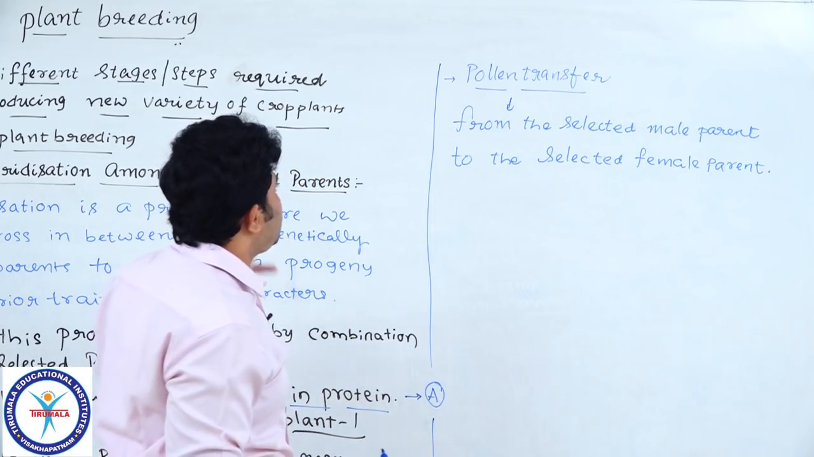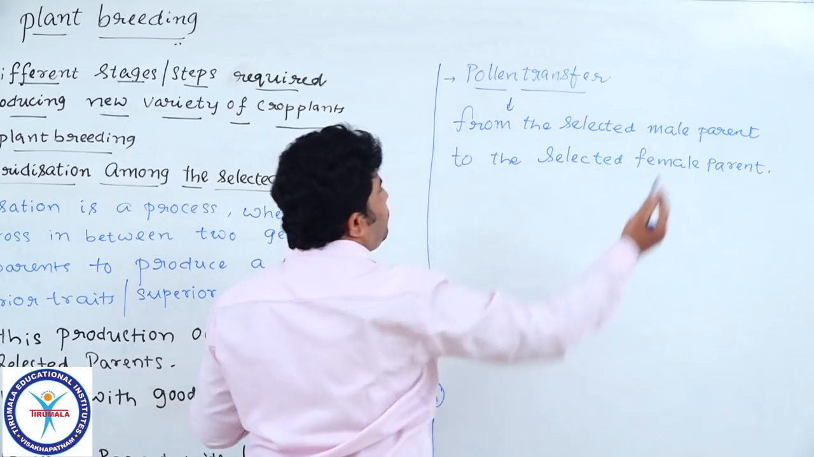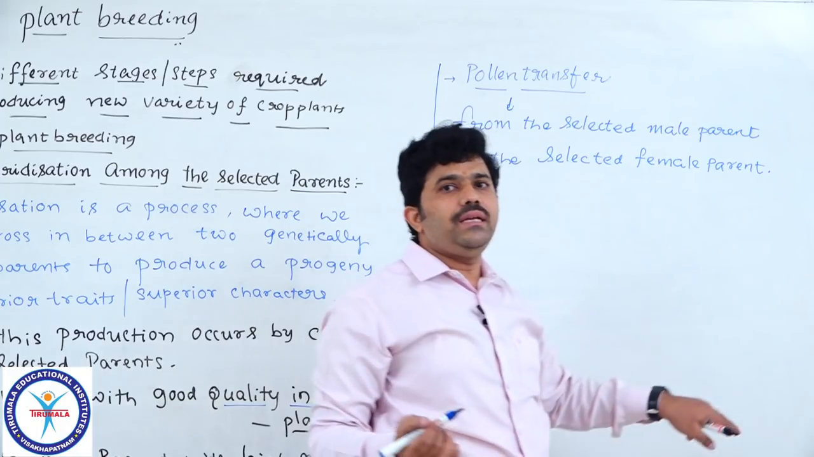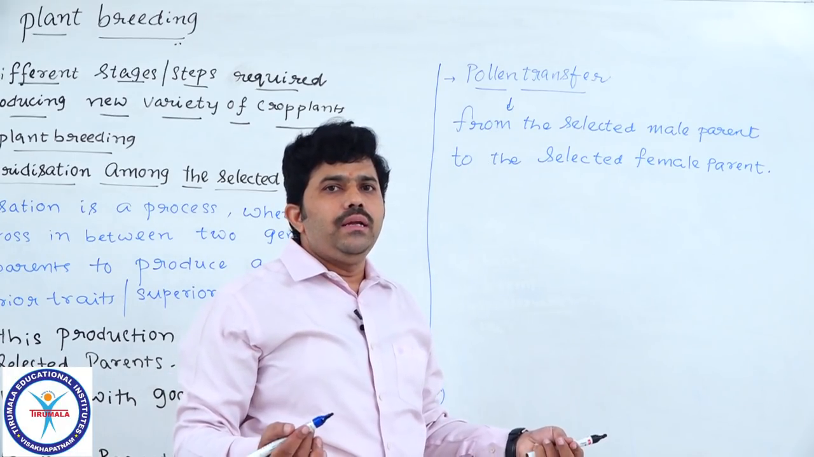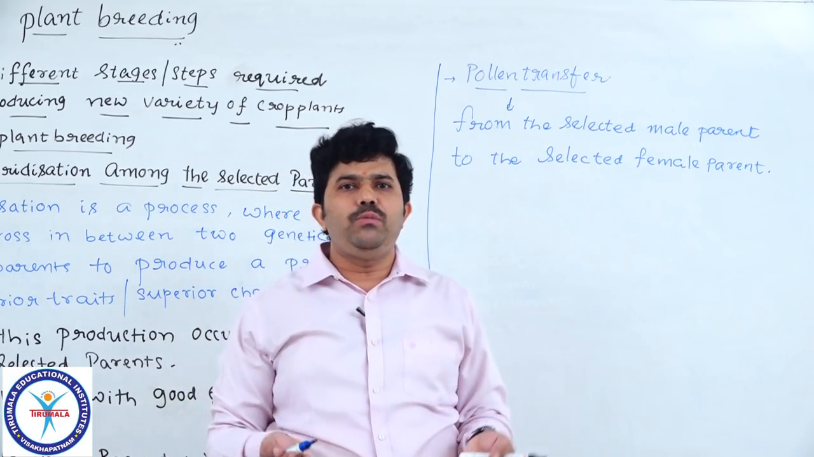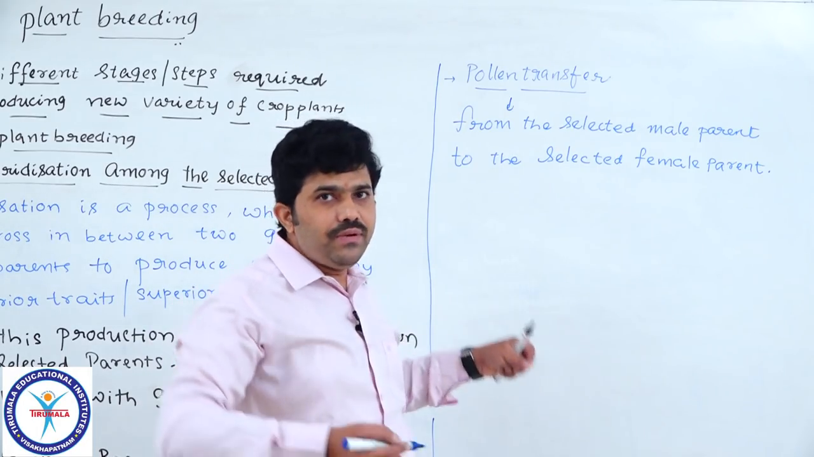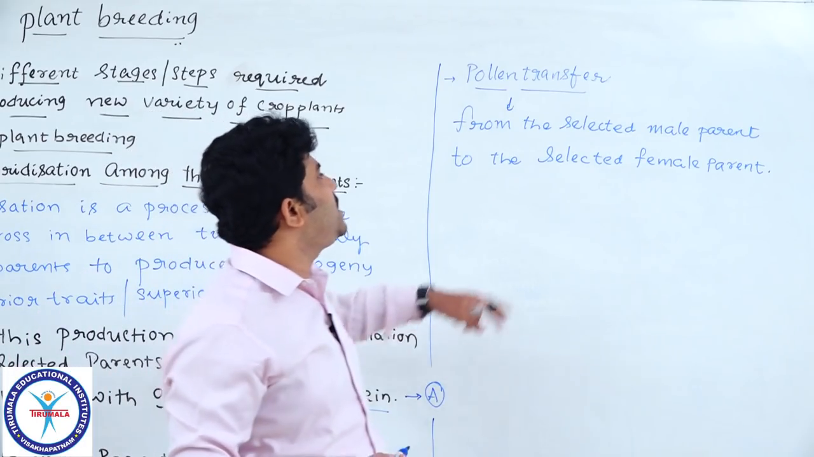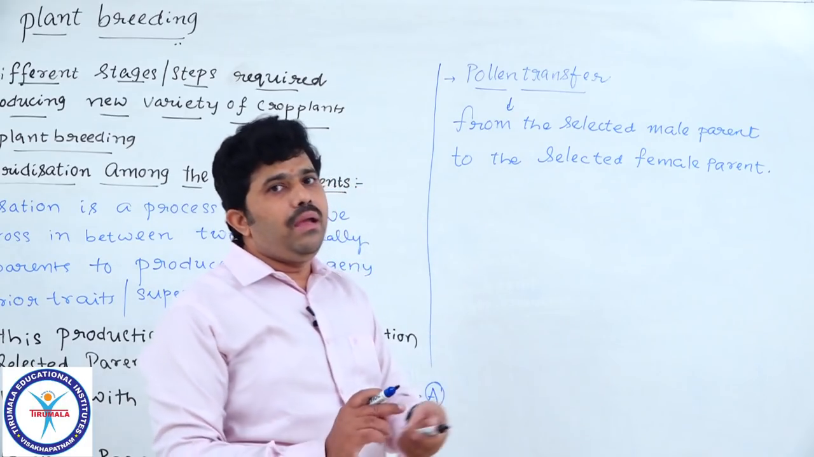So in this cross hybridization, we have to transfer the pollen grain from the selected male parent to the selected female parent. It does not occur naturally. Of course, the transfer of pollen grain occurs by nature, through anemophily or entomophily. But here, we are doing this as an artificial, man-made process. That's why we are the responsible persons who select the male and female parents.